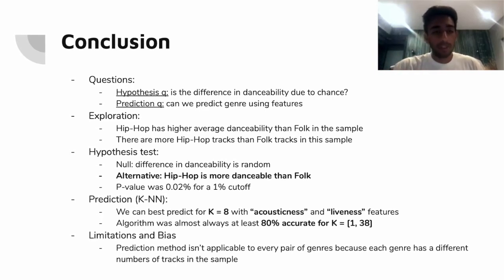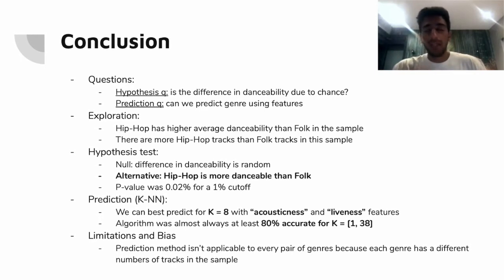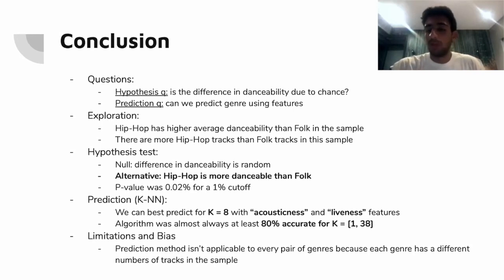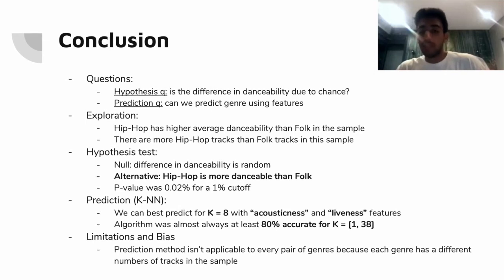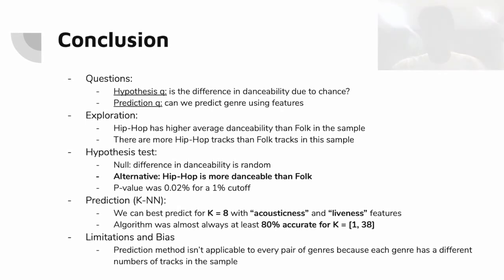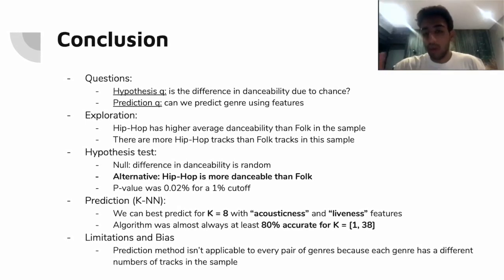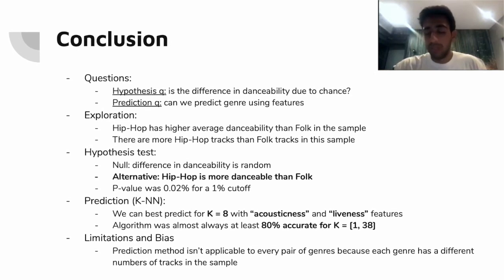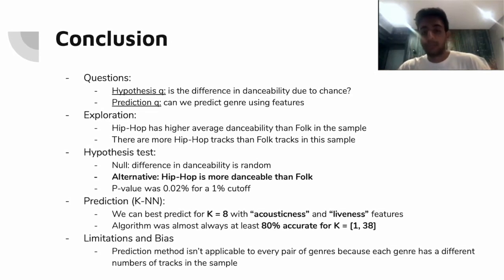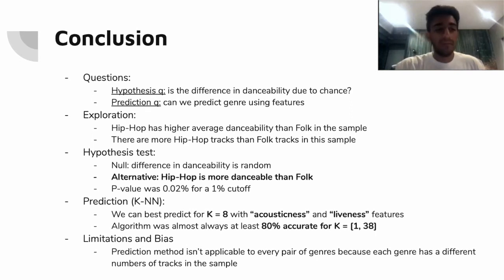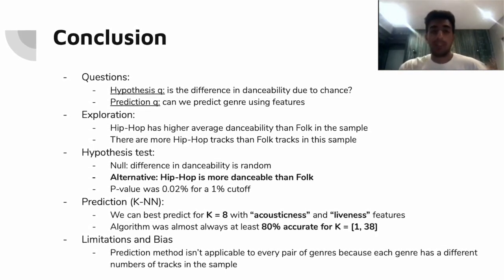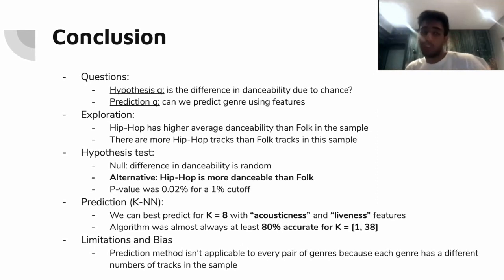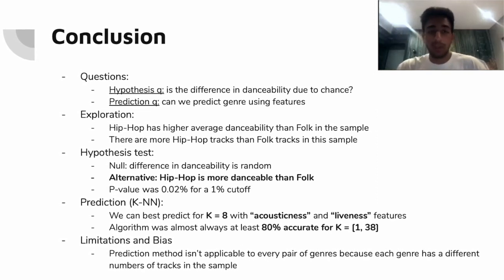Then, moving on to our actual hypothesis test, having established a p-value of 0.02 for a 1% cutoff, we realized that the null hypothesis is false and the alternative is more likely to be true, with a 1% chance of the opposite actually being true and there being an error in our results. Having established a definite difference between the 2 genres, this led us to the question of whether we can actually predict what a song's genre will be based upon features such as danceability and the other features in the dataset.